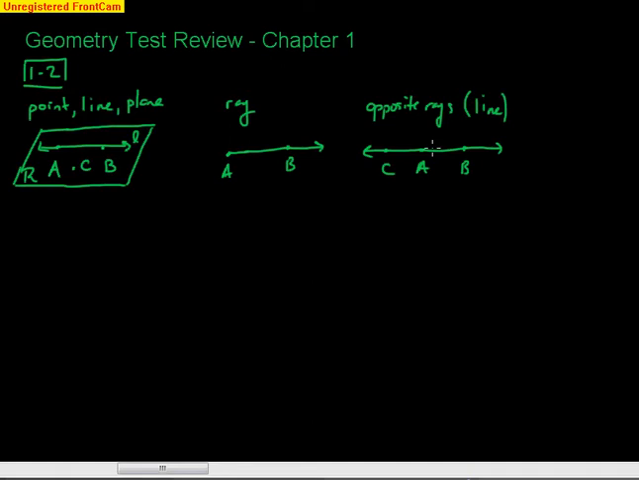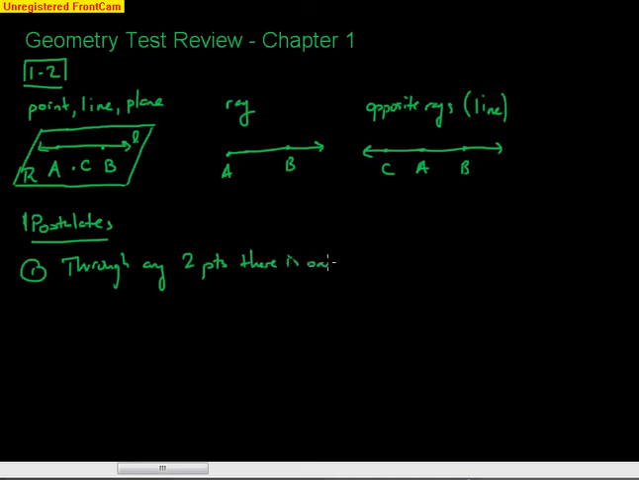And then we have our 4 postulates. I'm just going to list them, so postulates. So number 1, the first one is through any 2 points, there is one line. And the picture is just simply point A, point B, there's your one line, called L.